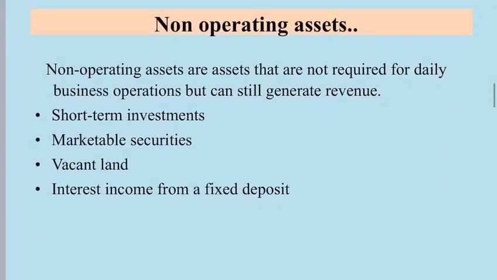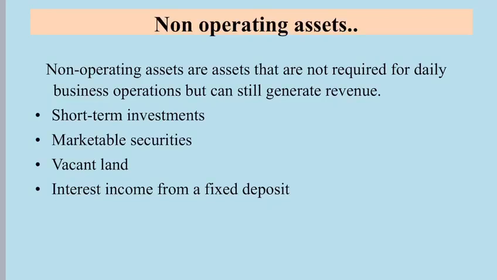Now, let us check what non-operating assets are. Non-operating assets are those assets which are not required for daily business operations, but can still generate revenue. For example, investments, short term investments, marketable securities, vacant land, interest income from fixed deposits. So, all these investments made by a business are an asset for the business, but they are not used in the production process.